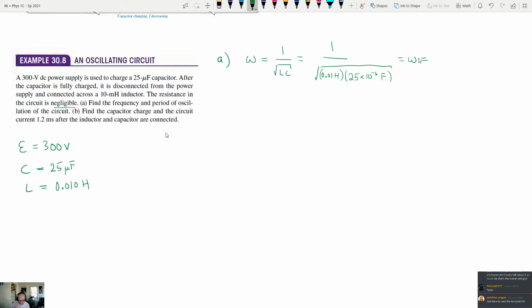When you're doing your homework problems in your book, just understand that this quantity is sometimes called the natural frequency. So if they say find the natural frequency of oscillation, that's what they mean, okay? They may even mean 2 pi times or whatever. Okay, so this is going to be equal to 2,000, yeah. So this is going to be in radians per second.